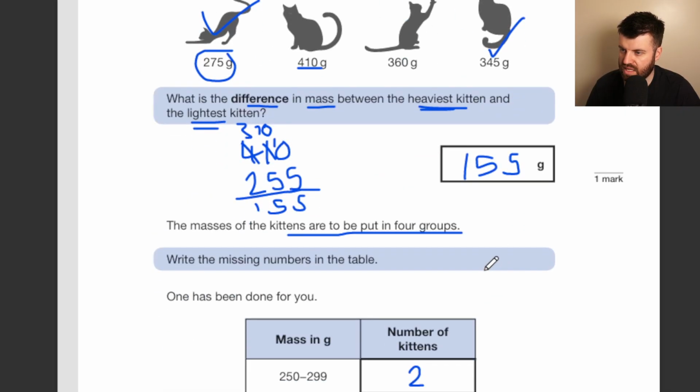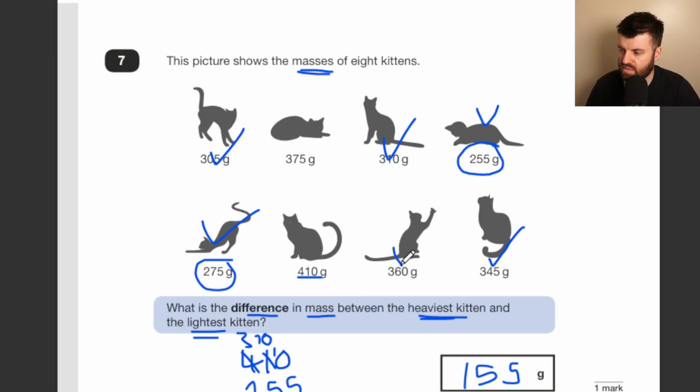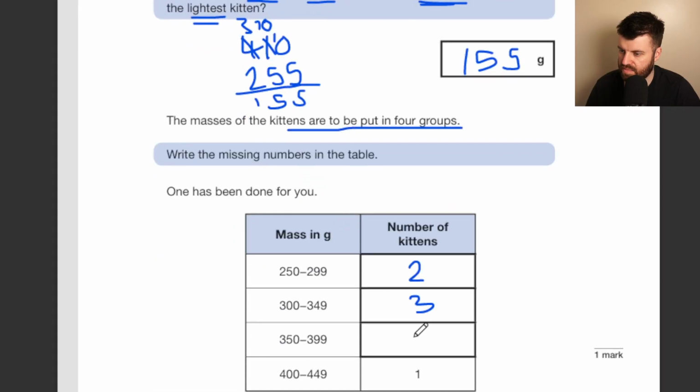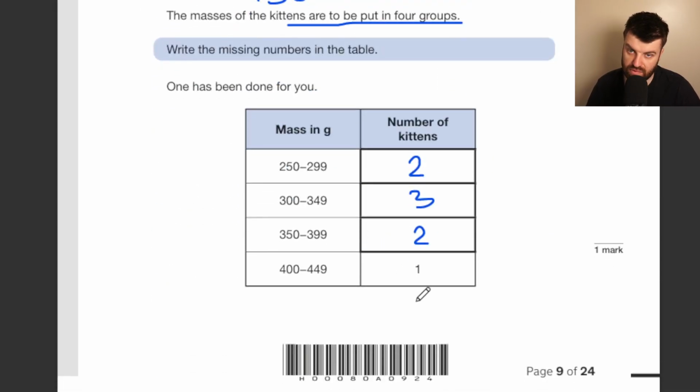3. 3 kittens. Okay. How many kittens were 350 to 399? 1. Ooh, 2. Okay, looks like that's it. And then we've got 1 at the end. Let's make sure these add up. 2 plus 3 is 5, plus 2 is 7, plus 1 is 8. Should be 8 kittens altogether? Yes, there is, because the 400 was already done for us.